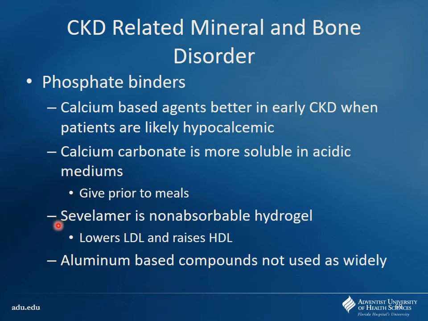Sevelamer is just a hydrogel that forms and can have some decent effects on your lipids here. You can see it lowers the LDL and raises the HDL. Again, usually calcium carbonate is pretty cheap and easy to use up front. As that starts to fail, you can use things like sevelamer. And then the aluminum we don't like to use very often, because as patients are on this chronically, they tend to accumulate aluminum because their kidneys are bad and they can't clear it, and that causes neurotoxicity. So it's kind of a last line agent. If they couldn't receive other ones, they would use aluminum instead.